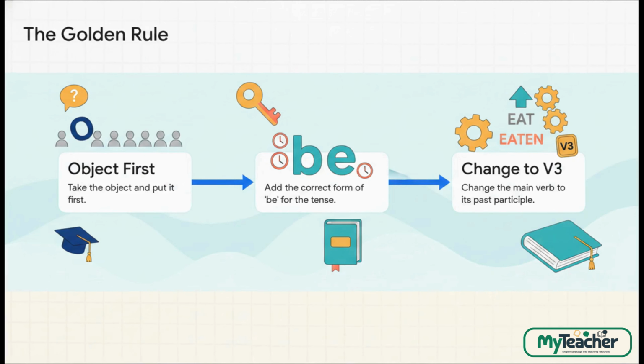Okay, here is the absolutely crucial part, your 3 golden steps. Think of this like a friendly little cheat code for your exams. Step 1, take the object and put it first. Step 2, add the verb be in the correct tense. And step 3, change your main action verb to its past participle, which is our V3.